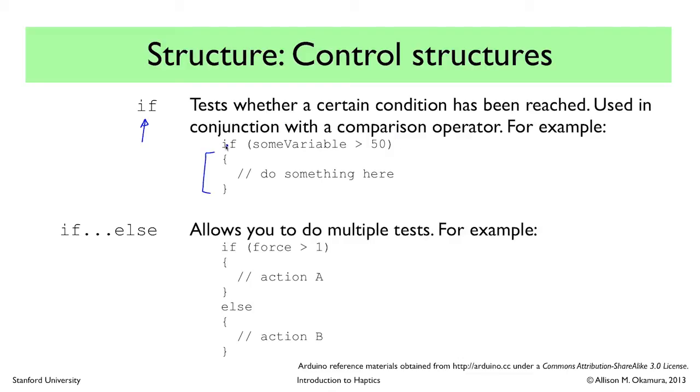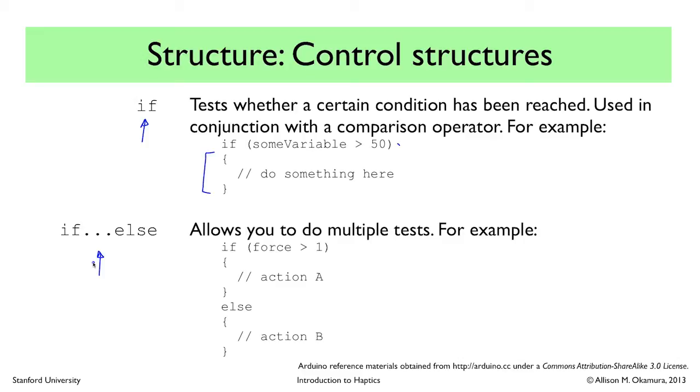I shouldn't have called it an if statement. It's a control structure, not a statement. And so there's no semicolon here. The semicolons would come in the do something here statements inside the curly brackets. If else is just an expansion, lets you do more with the if statement.